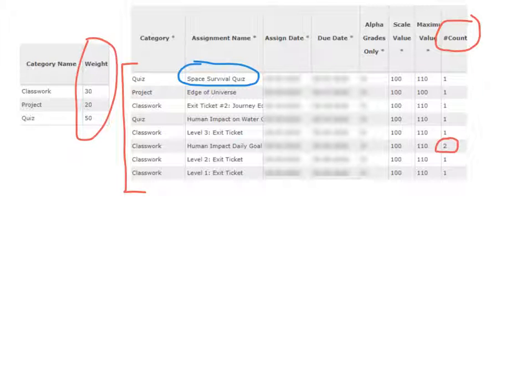Notice that there is a quiz here and then there's a quiz here, so that's all there is. There's only two quizzes. This quiz right here counts one time, and this one counts one time. So the space survival quiz counts 1 out of 2 quiz scores. Well, as you know, that is 50%, or we're going to say 0.5, 0.50 if that makes it easier. So that one assignment is 50% of the quiz category.